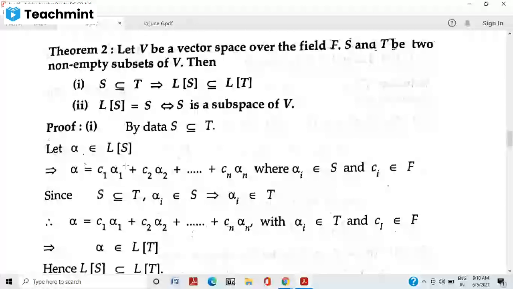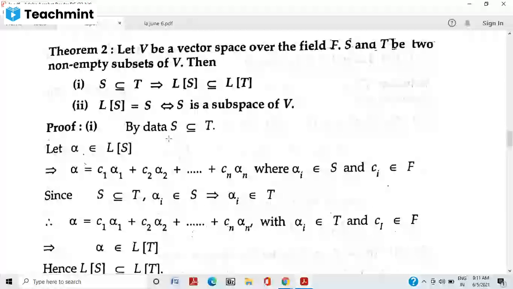But what is meant by L of S? It is the set of all linear combinations. Then how can we write alpha? Alpha equals C1 alpha 1 plus C2 alpha 2 plus etc. plus Cn alpha n, because alpha is a linear combination. Alpha is in the linear span of S, so alpha can be written as C1 alpha 1 plus C2 alpha 2 plus etc. plus Cn alpha n, where all these alpha i belong to S and Ci belongs to F.